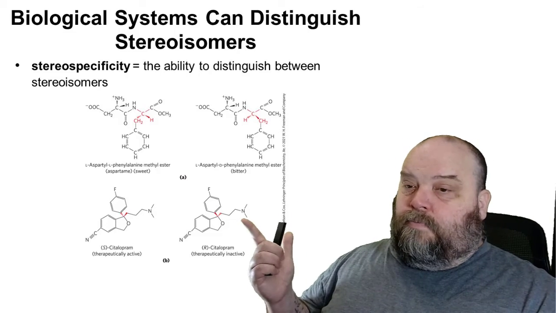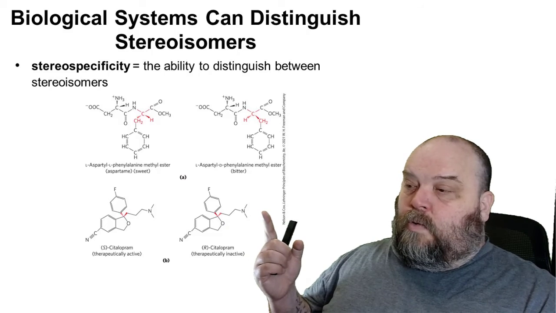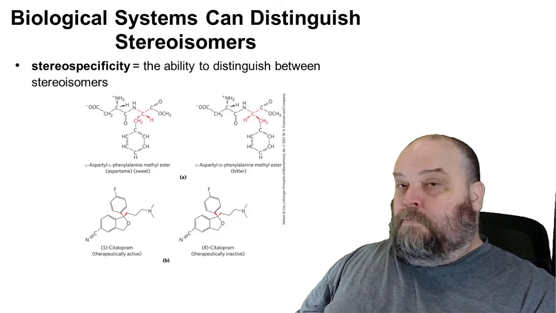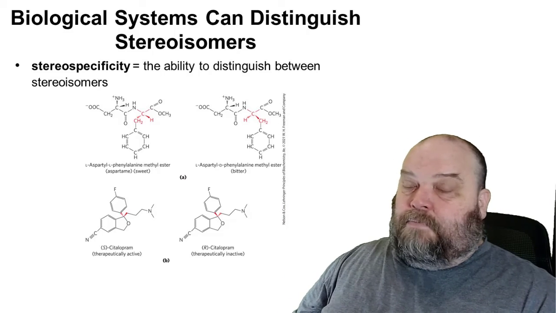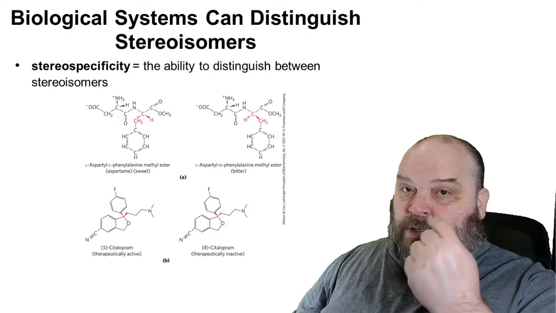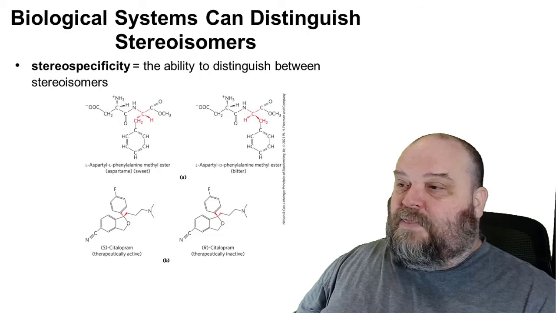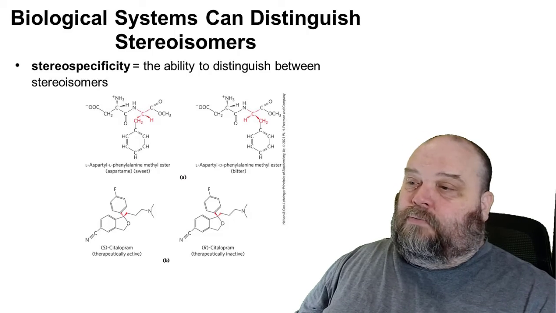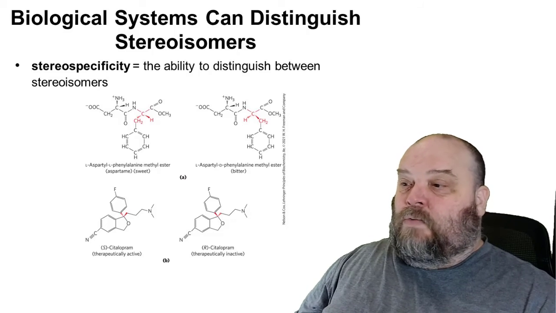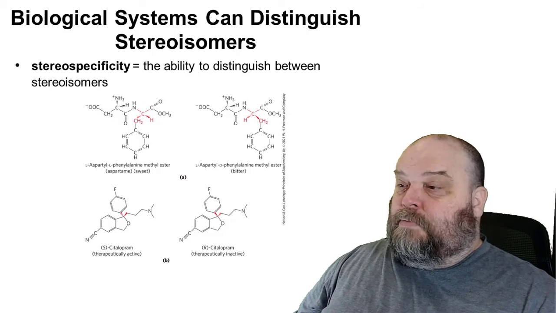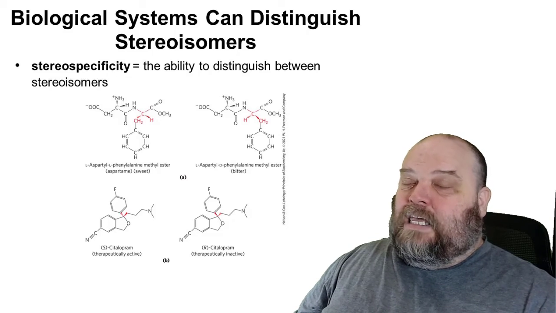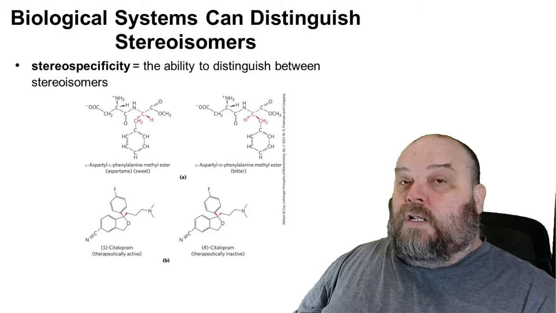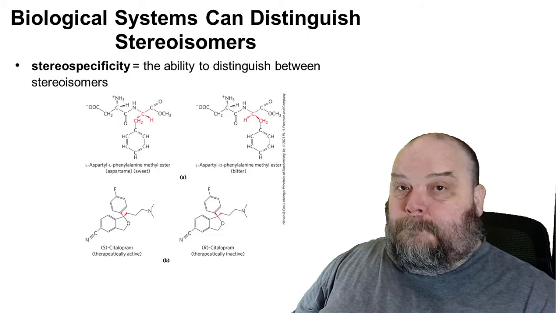I mean, you look, L-aspartyl, L-phenylalanine methyl ester, better known as aspartame. To the receptors on our tongue, that's sweet. Slight conformational change, you notice they're highlighted in red: L-aspartyl, D-phenylalanine methyl ester. One sweet, the other's bitter.